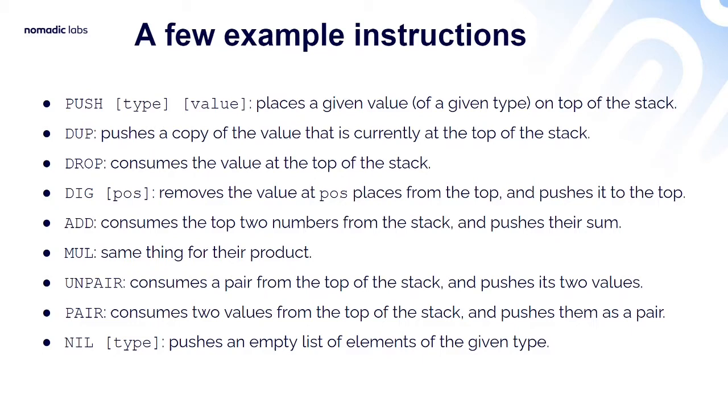Then we have operations on pairs. So unpair consumes a pair from the top of the stack and pushes its two different values separately. And pair does the opposite. It consumes two values from the top of the stack and pushes them as a pair. Finally, nil and a type pushes an empty list of elements of the given type on top of the stack.